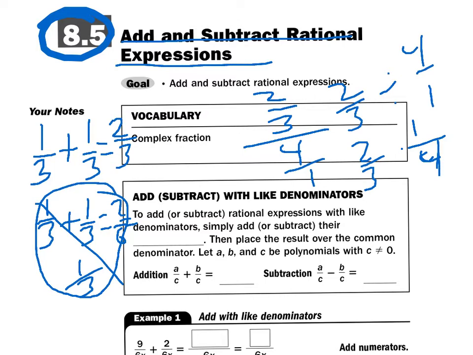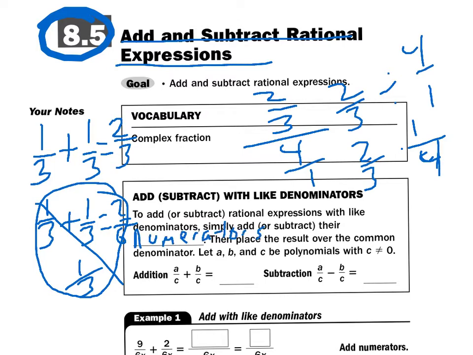All right, let's take a look. Add, subtract with like numbers. Subtracting is really just adding negatives, so when we talk about this, we're really going to talk about adding mostly. To add or subtract rational expressions with like denominators, simply add or subtract their numerators.